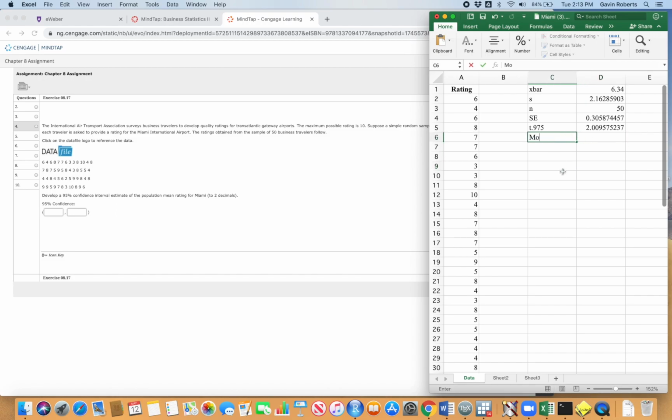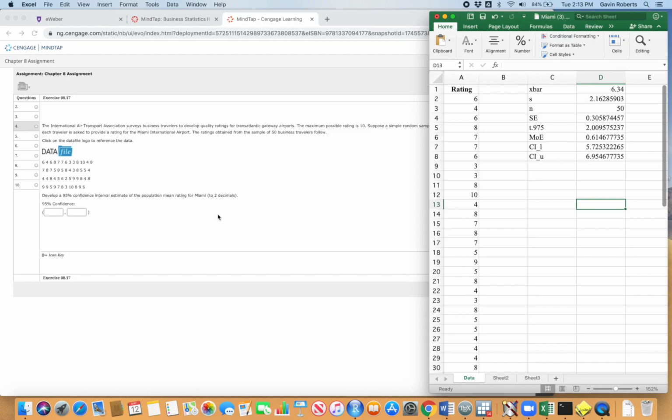MOE equals, how many standard errors do I have to go? Boom. What's my standard error? Boom. CI lower, CI upper. Lower is going to equal our point estimate minus our margin of error. Upper is going to equal our point estimate plus our margin of error.